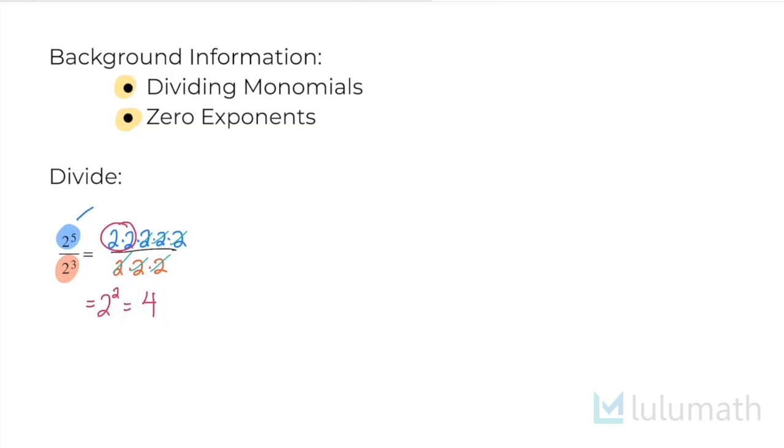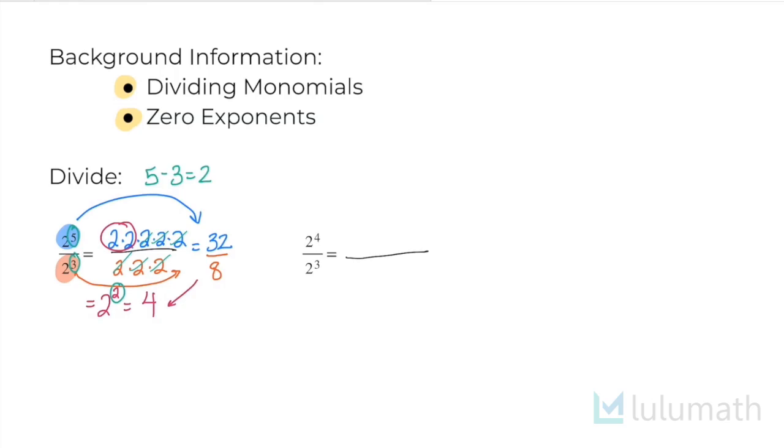We could also just simply evaluate 2 to the power of 5 and say that that's 32, evaluate 2 to the power of 3 and say that that's 8, and then 32 divided by 8 is equal to this 4 that we get right here. But just a reminder that when we divide, we would subtract our exponents. So 5 minus 3 is 2, and that's how we get this exponent of 2 up here.